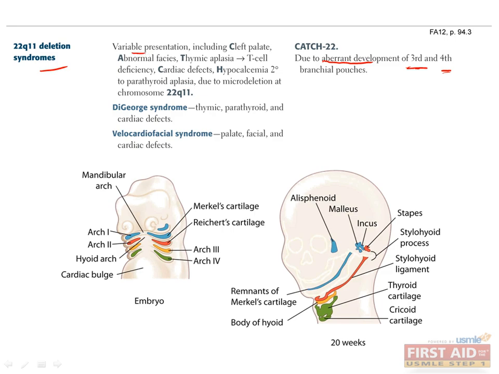The variable presentation of this disease includes a cleft palate, abnormal facies, thymic aplasia, which causes a T-cell deficiency, cardiac defects, and hypocalcemia, secondary to parathyroid aplasia. You can use the mnemonic Catch-22 to remember these. DiGeorge syndrome includes the thymic, parathyroid, and cardiac defects, while velocardiofacial syndrome includes the palate, facial, and cardiac defects.